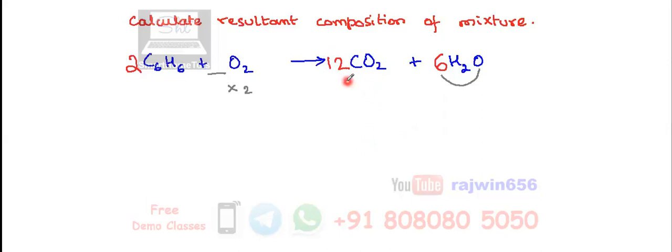Now you count oxygen. 12 into 2 is 24. Plus 6 is 30. So this is going to give me 15 into 2, 30. This is the balancing of the benzene equation. Now what is given is 10 cm³. This is made to react with 500 cm³ of air. It is not oxygen.